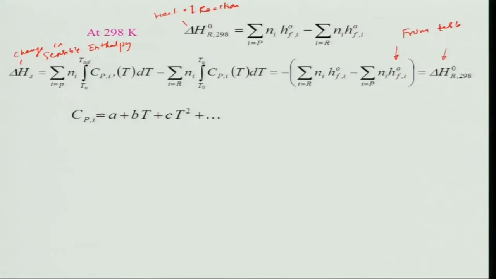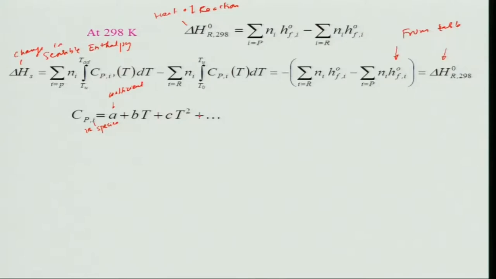provided we know how this Cp is varying. Cp is not only dependent on the species, the ith species, which can be methane, oxygen, carbon dioxide, water, anything. It will be dependent on temperature. These are coefficients which are to be obtained from the table for a particular species, and these are a polynomial fit. From the JANAF table, you will see this is valid for a certain range, and another set of coefficients will be used for higher temperature.